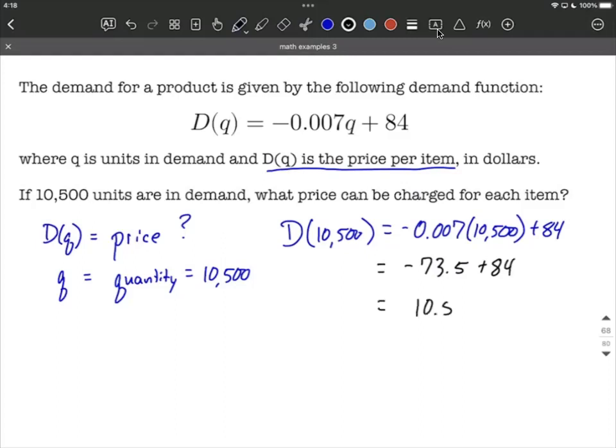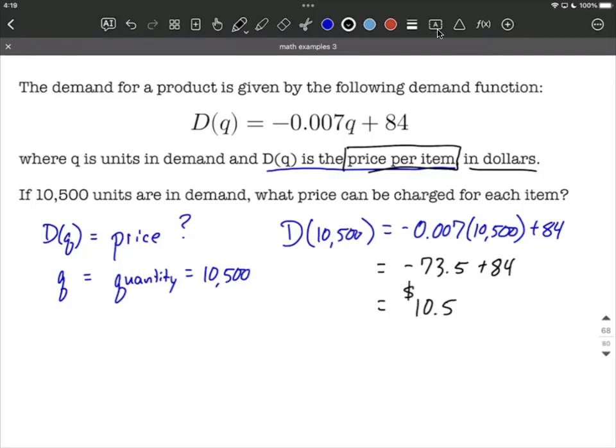We get 10.5. Now, we probably want to ask ourselves, what kind of units are we looking at here? We have a value not for Q, but for D of Q, and D of Q is the price per item. So the price per item is going to be in dollars, so that's $10.5.